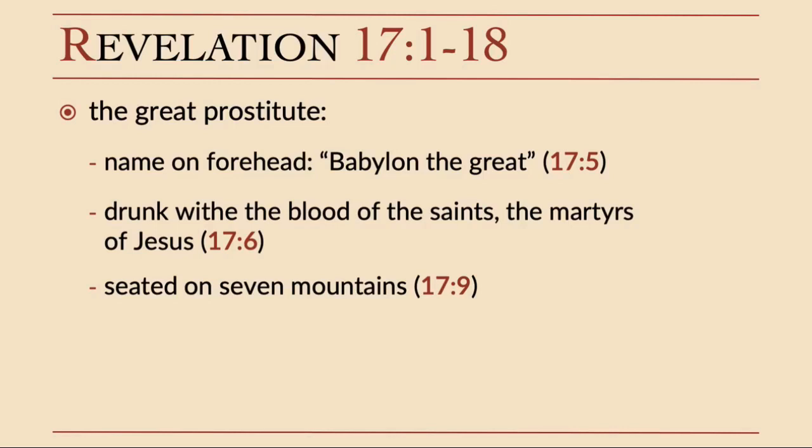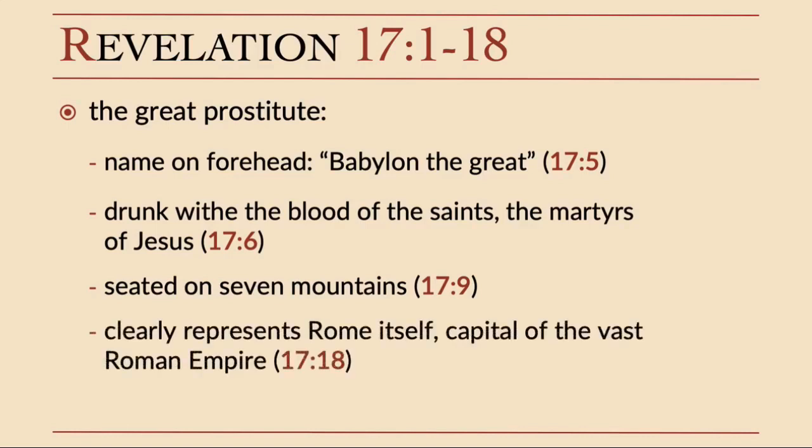All right, so drawing all this together, what is the prostitute? Who does she represent? I would suggest to you that she clearly represents Rome itself. I mean by that the city of Rome, okay? Represents the city of Rome itself, capital of the vast Roman Empire. So the prostitute here in the text represents the city of Rome. She is seated upon a scarlet beast. We're going to come back to that in just a moment and talk about that more.